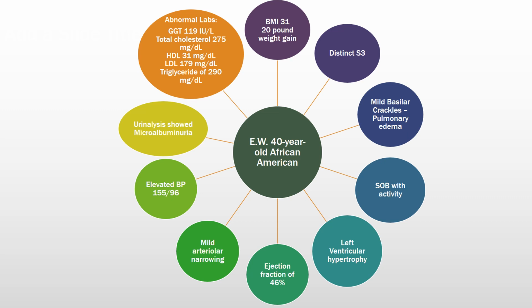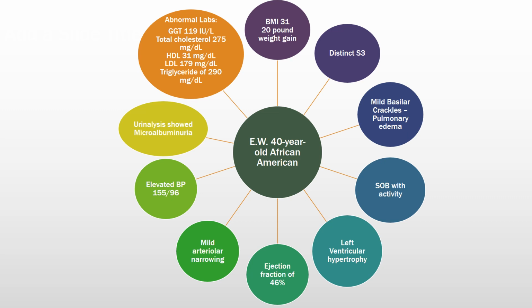EW's urinalysis showed microalbuminuria present, indicating an early sign of impending renal dysfunction and increased risk for cardiovascular events. It will be important to get a GFR level to determine the extent of the renal dysfunction. Additional abnormal labs include elevated GGT at 119, elevated total cholesterol at 275, low HDL at 31, elevated LDL at 179, and elevated triglyceride at 290.